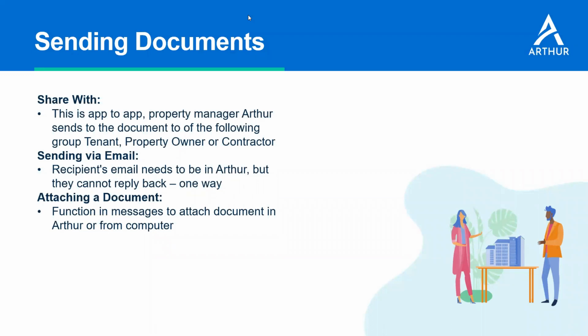Sending via email is another way as well, and it's pretty easy. Any recipients that you have on your Arthur, you can send that document to them via email. You need to make sure they've got their email address on Arthur beforehand, so it can go directly to their email. They can't reply to that email. It is one way. You're just sending a document to them with a little note in the email for them to read.